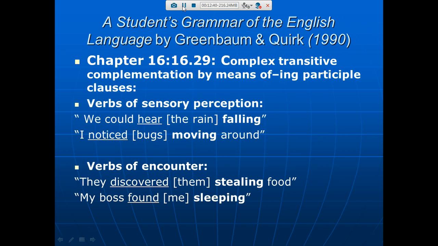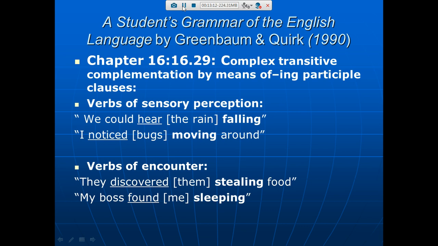Then in 1629, the authors speak about complex transitive complementation by means of an ing participle clause. This time we are going to follow the authors and consider these ing forms as participle clauses. For example, with verbs of sensory perception, like see, hear, notice, feel. We could hear the rain falling.